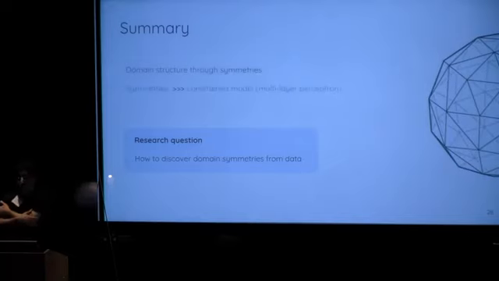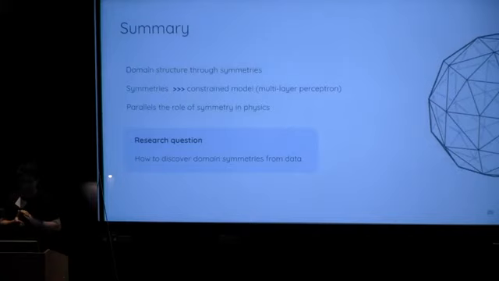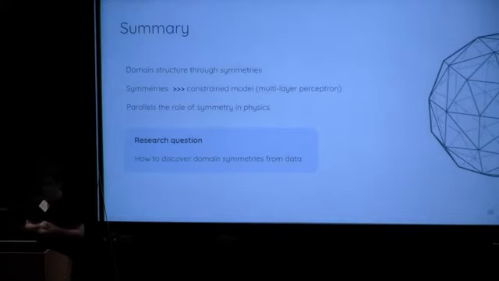Okay, in summary, we can express the domain structure through symmetries in many cases. And when these are discrete, we can impose this inductive bias of symmetry on our model by simply doing parameter sharing in a feed-forward neural network.